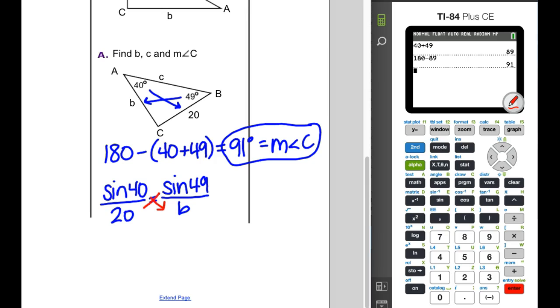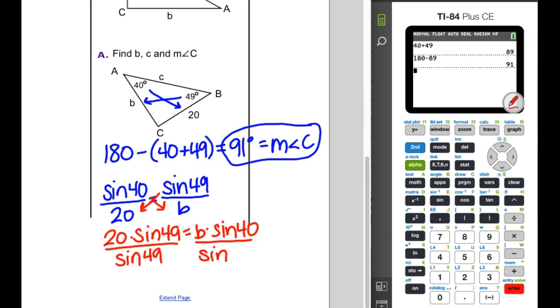So when we cross multiply, we get 20 times the sine of 49 equal to B times the sine of 40. Well, we have to solve for B, so we'll divide by the sine of 40 to cancel these out. So that means that B is going to be equal to 20 times the sine of 49 over the sine of 40. And no, the sines do not cancel each other.